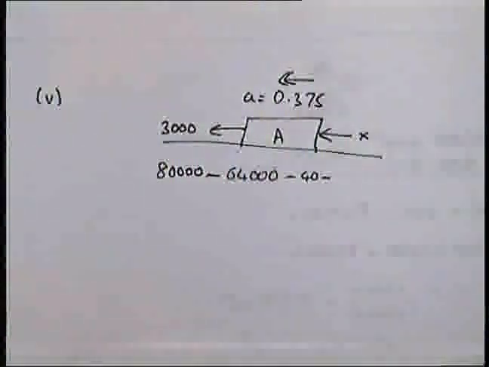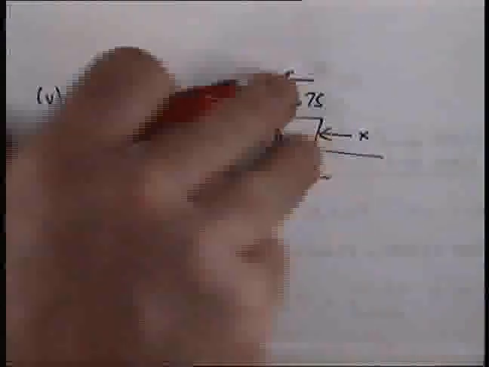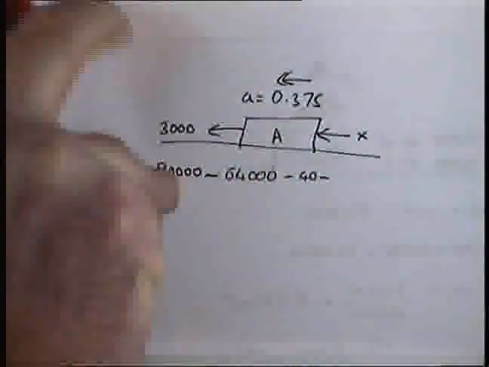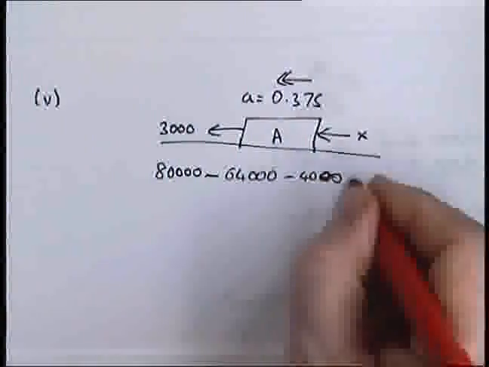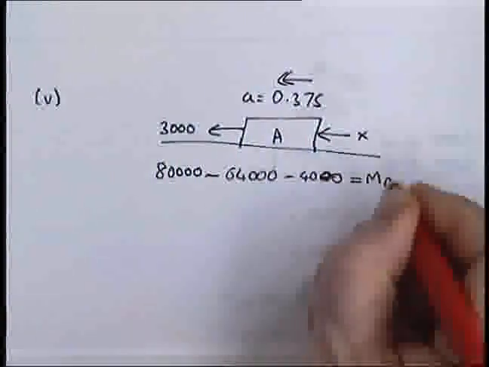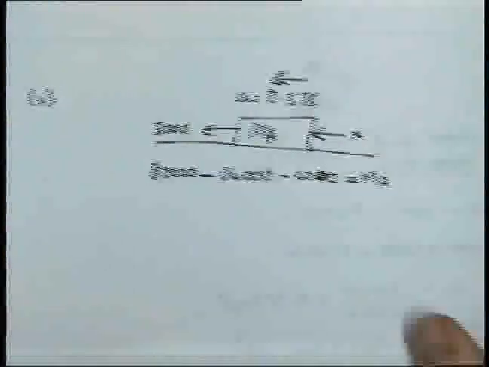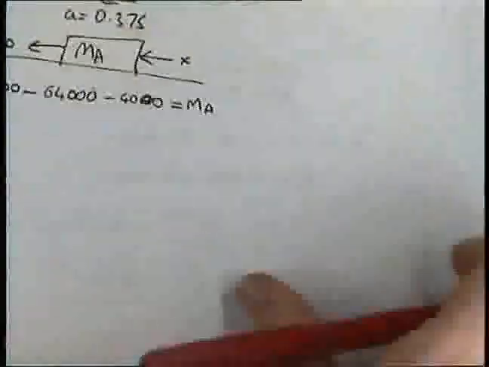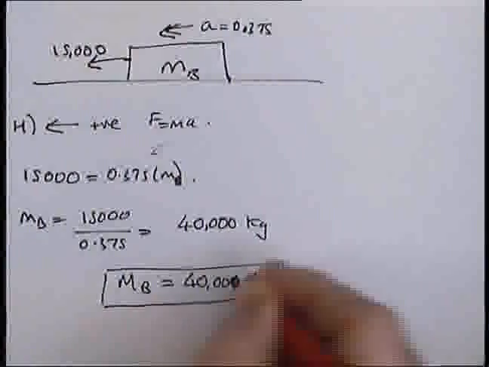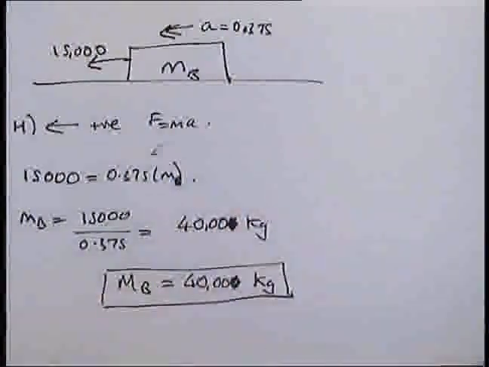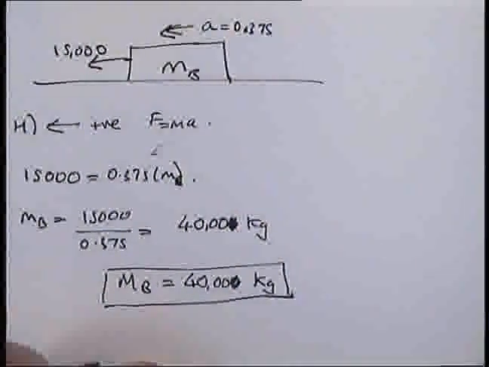Did I say 40,000 in the last example? Just want to check that. No, it is 4,000, and that will give us the mass of A, MA. Let's just double check I didn't make a numerical error. Yes, I did. So that's 4,000. Apologies for that. Okay, 4,000 kilograms.